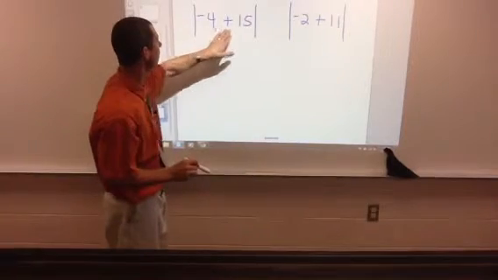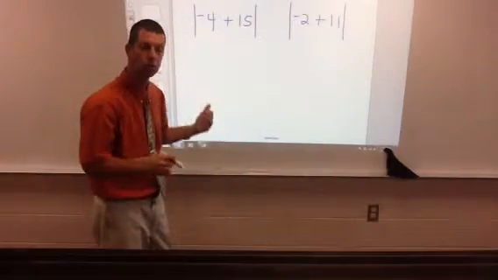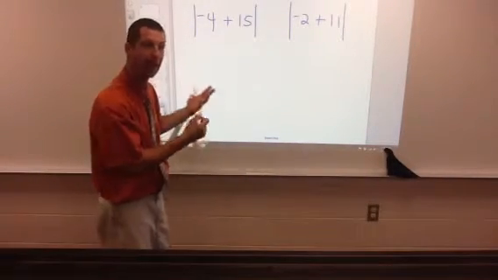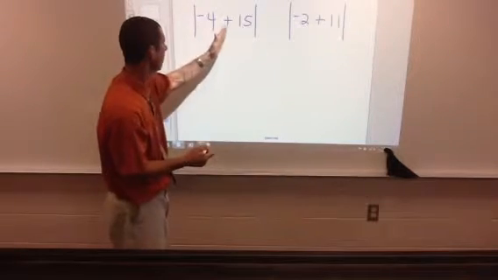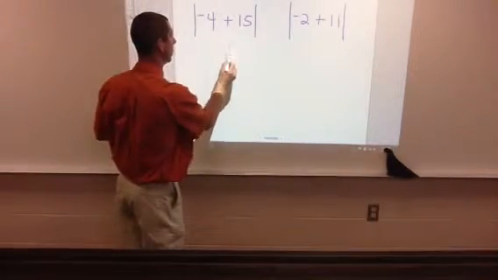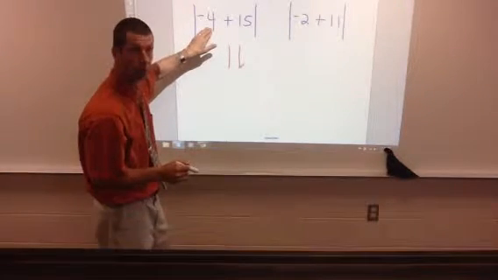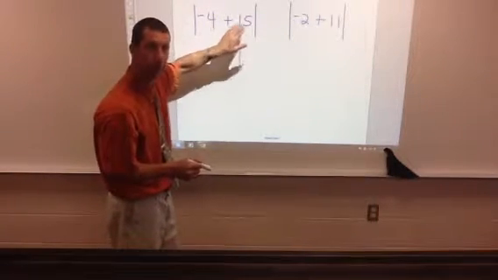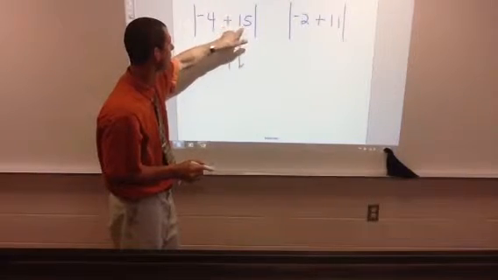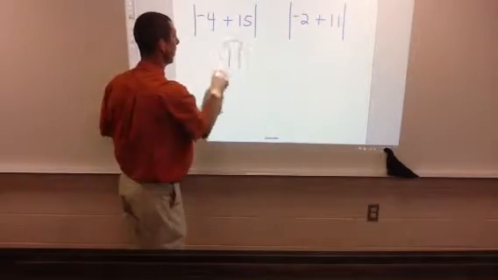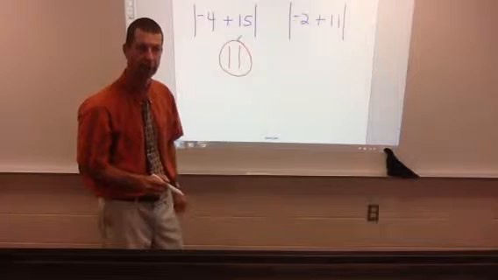Okay, so -4 plus 15. I use the same method I just used. I have to subtract because it's a negative plus a positive. So when I subtract, I get 11. What number is further from 0, -4 or 15? 15 is further from 0, it's positive 15, so my answer stays 11.